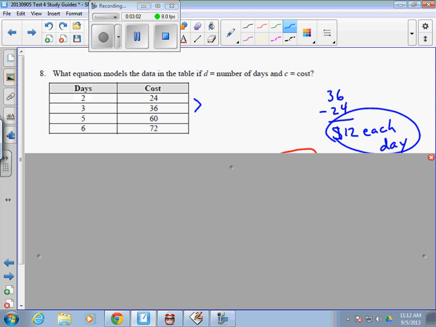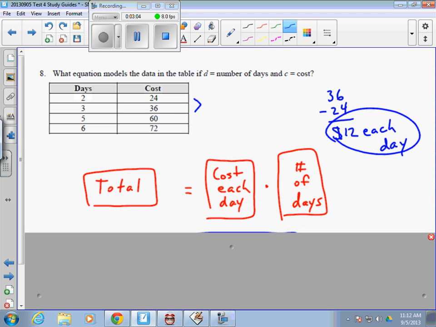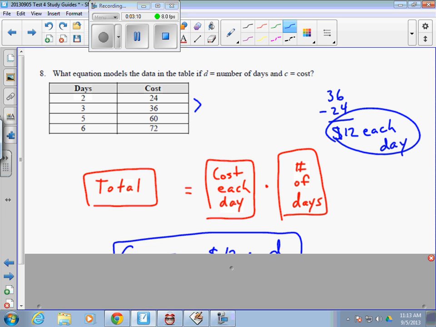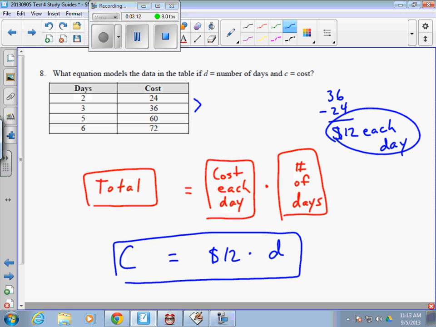So when we model that, it says write an equation to model it. Again, here's your verbal model. The total is going to be the cost each day times the number of days. So when we plug in the correct values, C is the total cost. $12 we figured out is how much it is each day, and D is the number of days. So $12 times D.